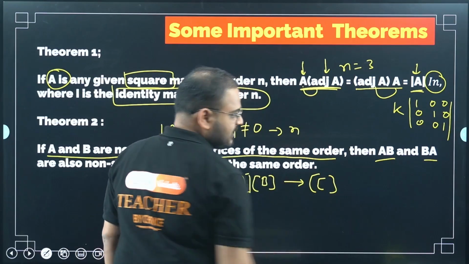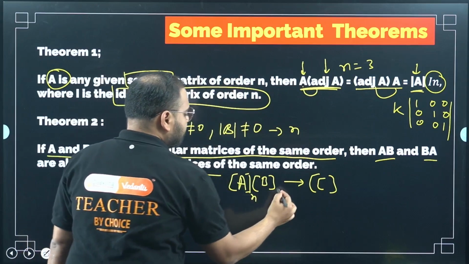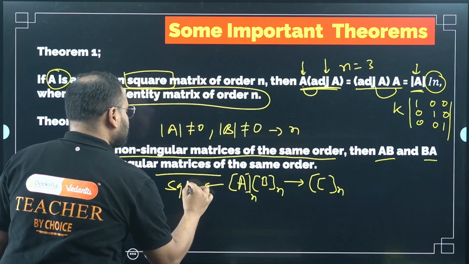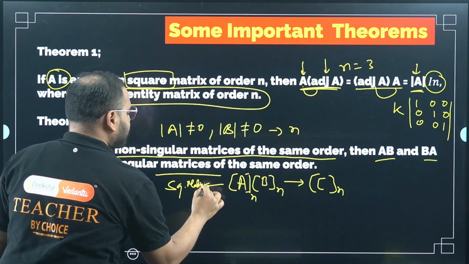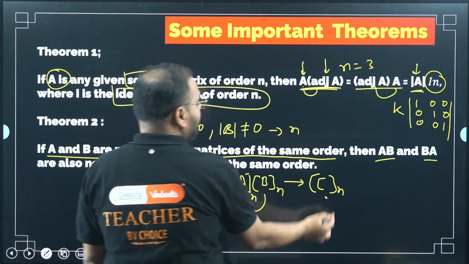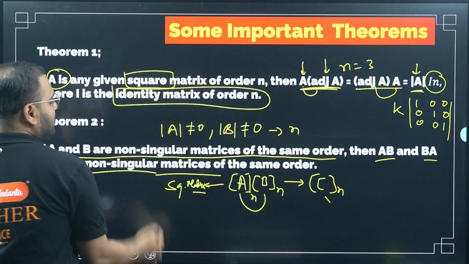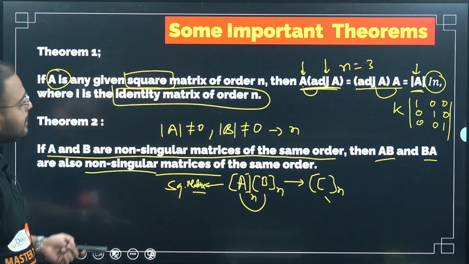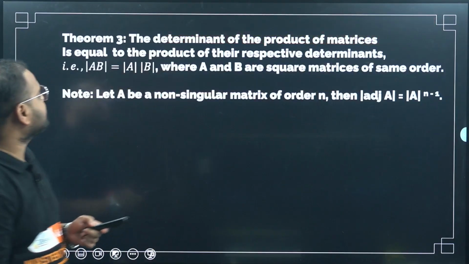So this we have learnt. If this is of order n, this is of order n, this is of order n. Why is this true? Because square matrix again. Then if A and B are non-singular, then the result will also be non-singular. Okay, I hope you understand this. We'll see it in the practice questions.